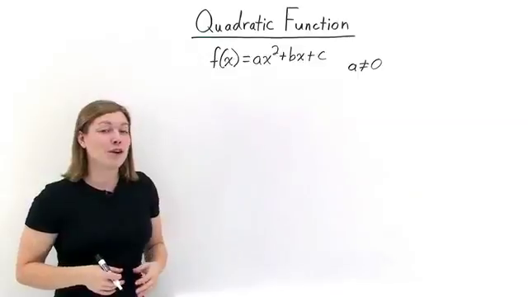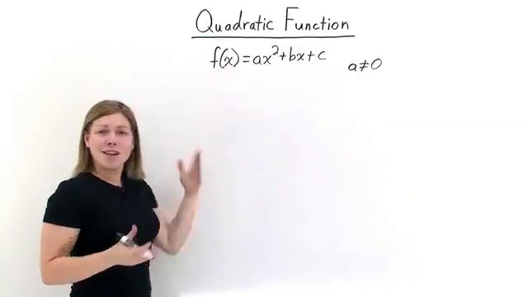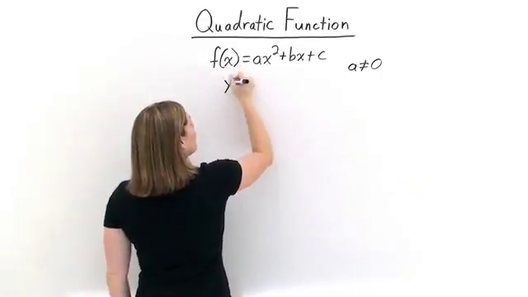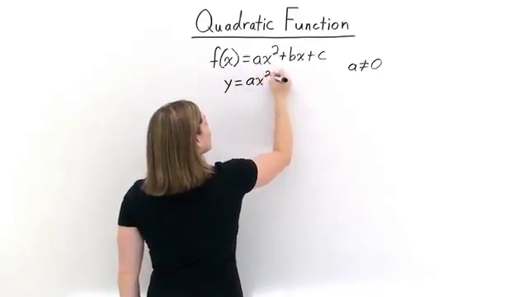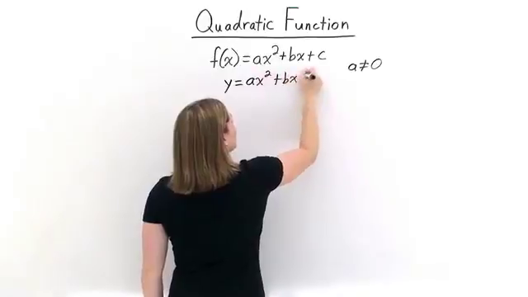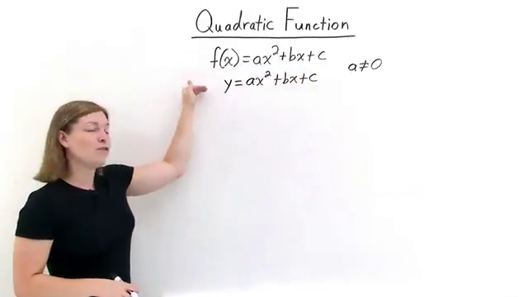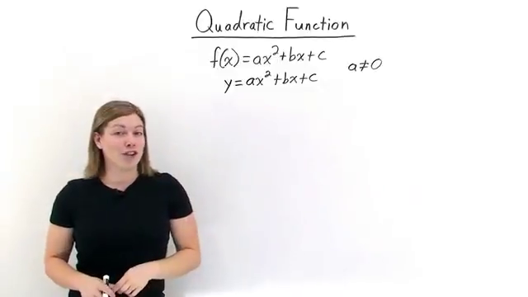Now, since we're working with functions, saying f(x) is just like saying y. So we can also write this like this. We have y equals ax squared plus bx plus c. So, if you have a function of either of these forms, you have a quadratic function.